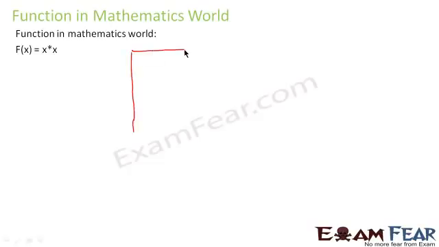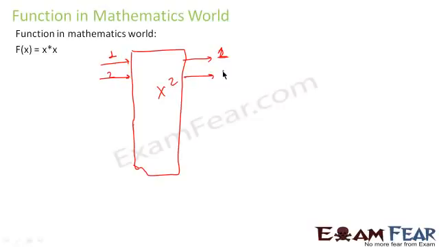Let's see function in the mathematics world. Example, we have f(x) = x square. Let's assume this is a function. I'll create a bigger one. This function is f(x) = x square. So whatever input you give, it squares. Example, if you give 1 as input, what you get is 1 square, that is 1. When you give 2 as input, you get 2 square, that is 4. When you give 3 as input to this function, you get 3 square, that is 9. When you give 4 as input, what do you get? 4 square, 16. When you give 5 as input, you get 5 square, that is 25.